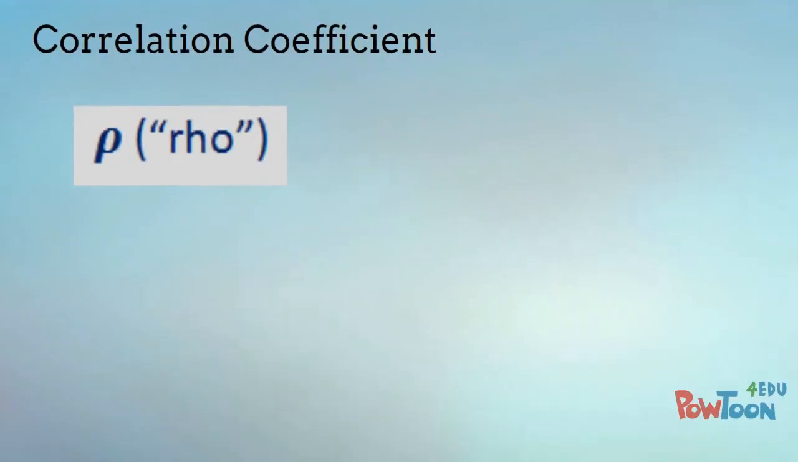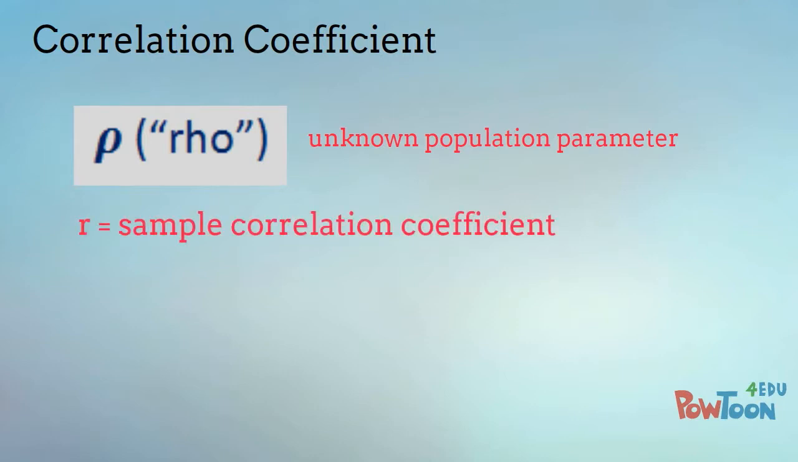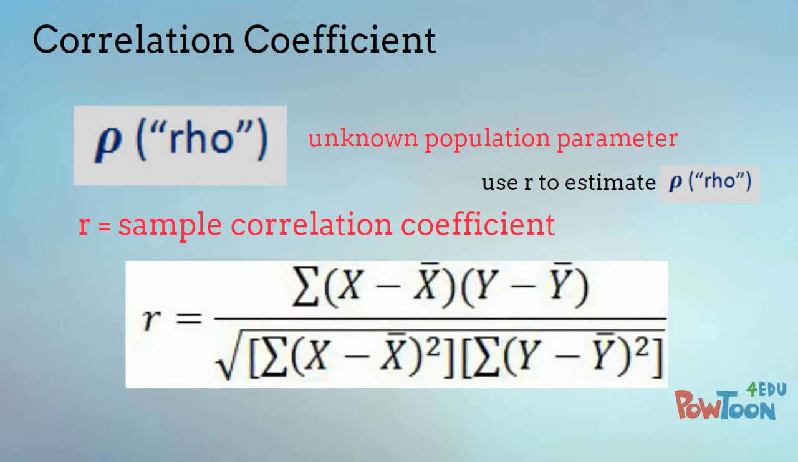Recall that rho is the population correlation between the two variables, which is an unknown population parameter. We will use a sample from the population to calculate the sample correlation coefficient called R, and we'll use R to estimate rho. The formula for R is R equals the ratio of the sum of the x minus x bar values times the y minus y bar values, divided by the square root of the sum of the x minus x bar values squared times the sum of the y minus y bar values squared.